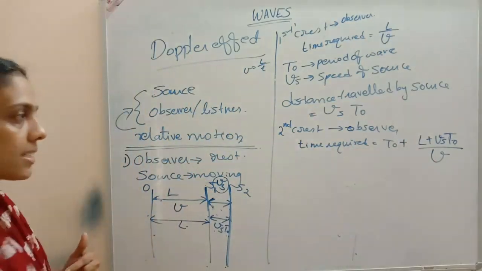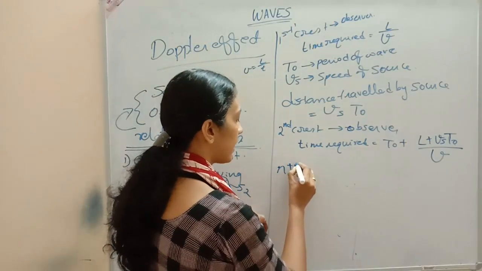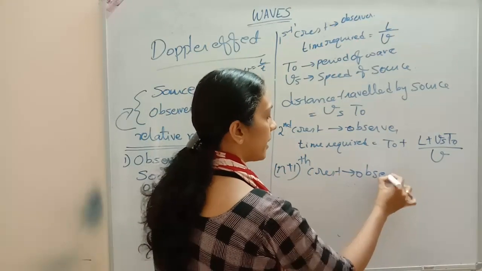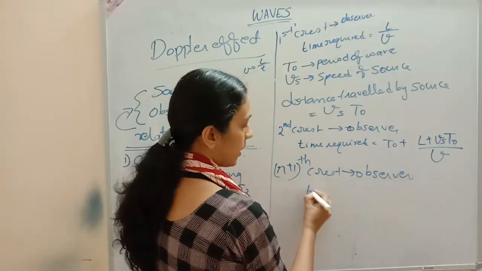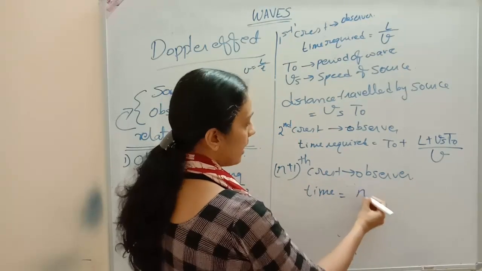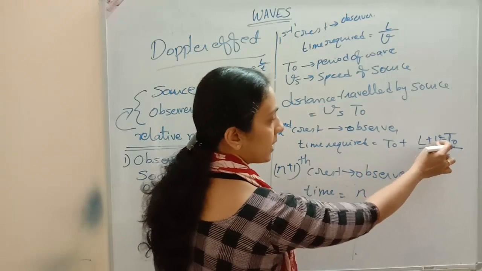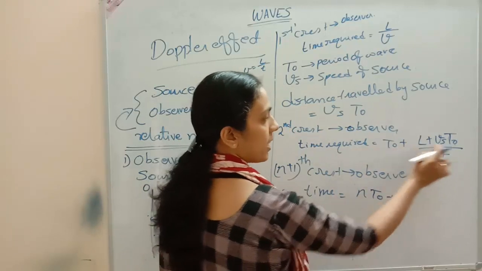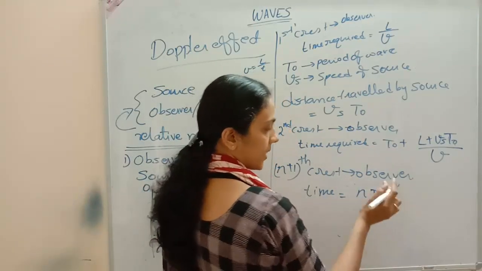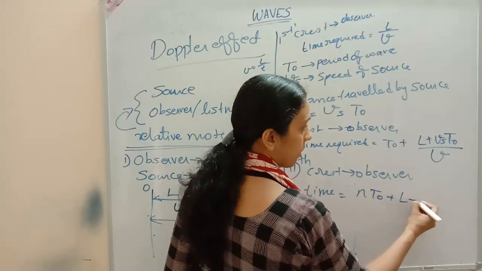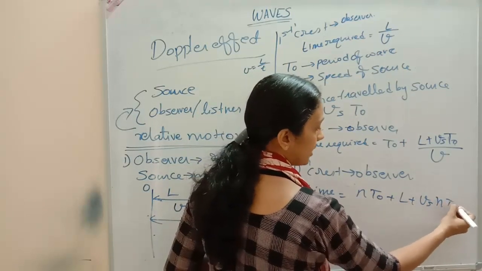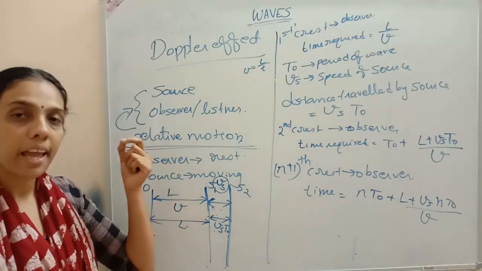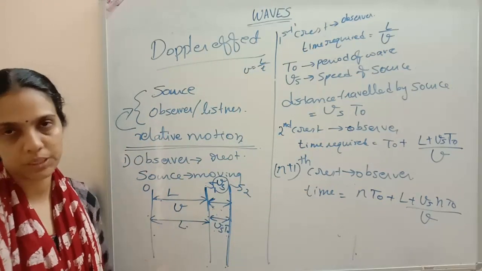So if this is the case, for the N plus 1 th crest to reach the observer, how long will it take? For the second crest the time required is T0 plus (L plus Vs into T0) by V. Same way, the N plus 1 th crest means N T0 plus L plus Vs into N T0, divided by V. This will be the time required for the N plus 1 th crest to reach the observer.